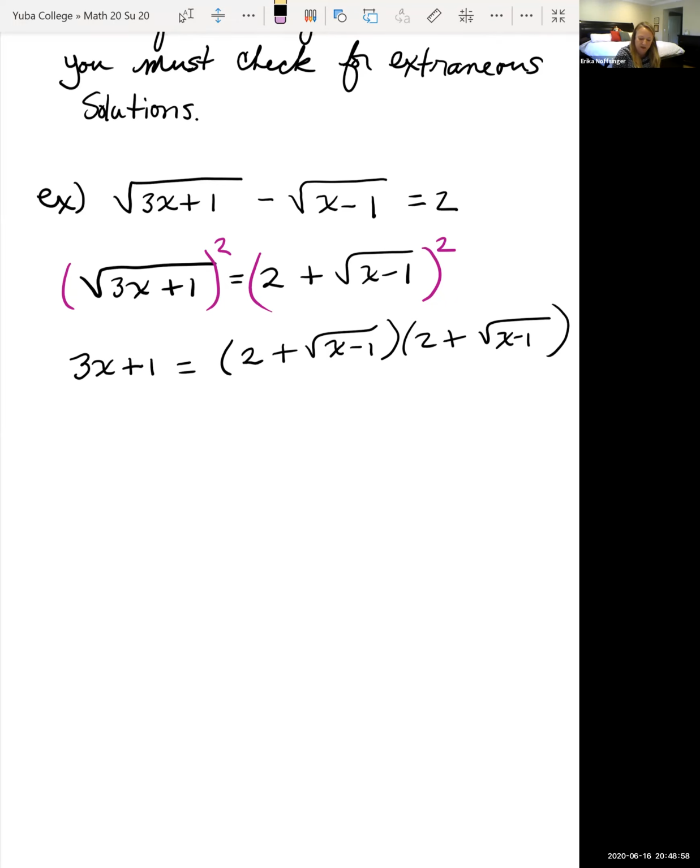Okay, so we need to distribute there. So bring down our left-hand side. So 3x plus 1 is equal to, and now distribute. So 2 times 2, this gives us 4. 2 times the square root of x minus 1, so this is 2 root x minus 1. Do the same thing now, distribute square root of x minus 1 times 2. So that's 2 square roots of x minus 1. And the square root of x minus 1 times the square root of x minus 1, well, that's just square root of x minus 1 squared. The radicals cancel. So that just gives us plus x minus 1.